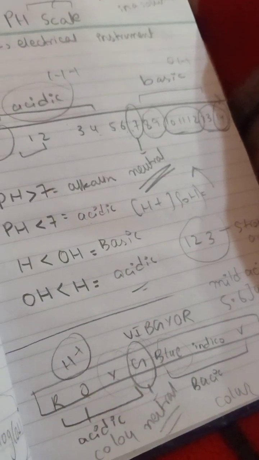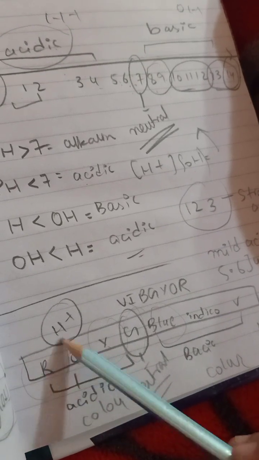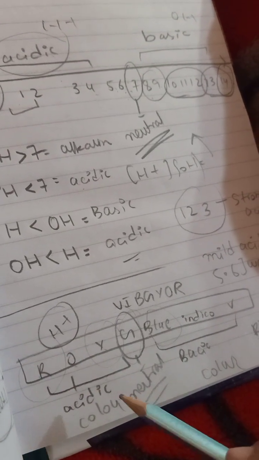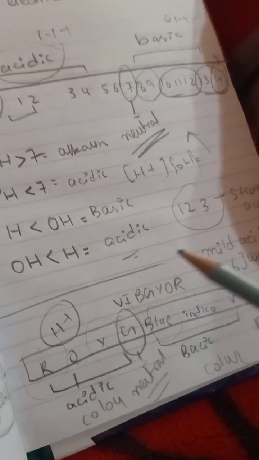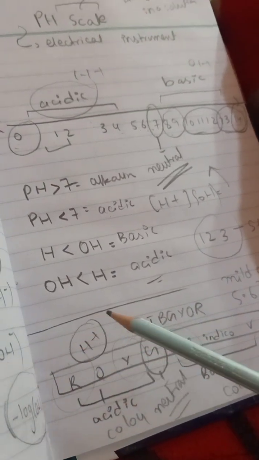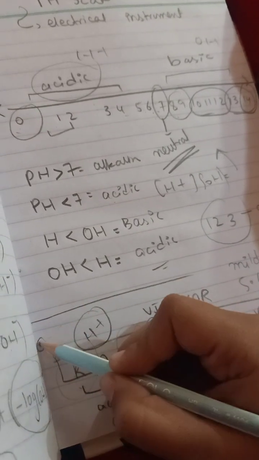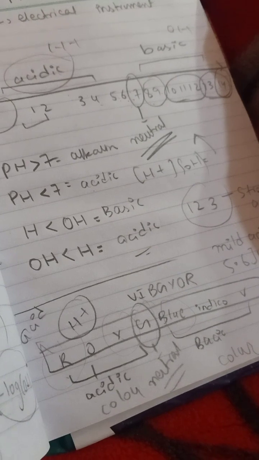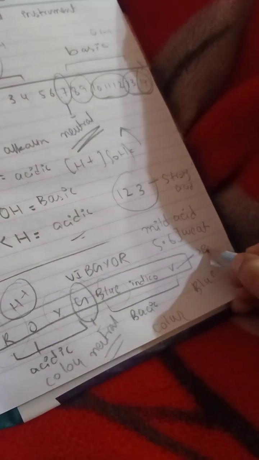You can write here that if the solution is red, it means hydrogen ions are more and OH ions are less, or you can say that pH is less than 7. The red color shows acidic. If the solution is blue or violet in color, you can say the solution is basic.